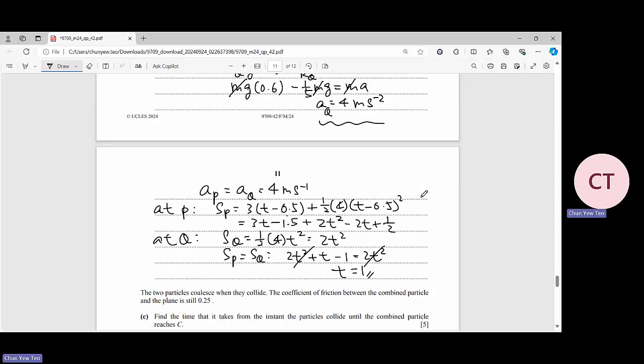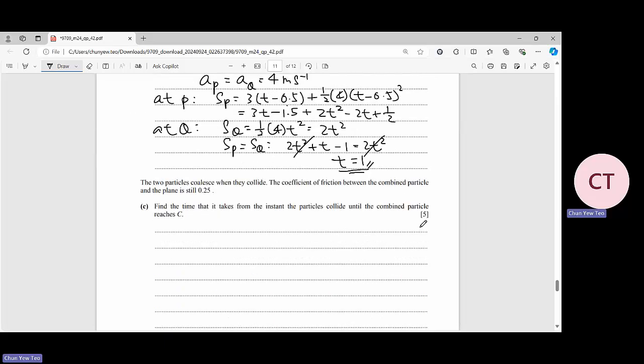Okay, so over here, Q feels that after release, 1 second, then they will collide. But for P itself, P will be taking half a second, then they collide. Okay, done. Now we go for part C.